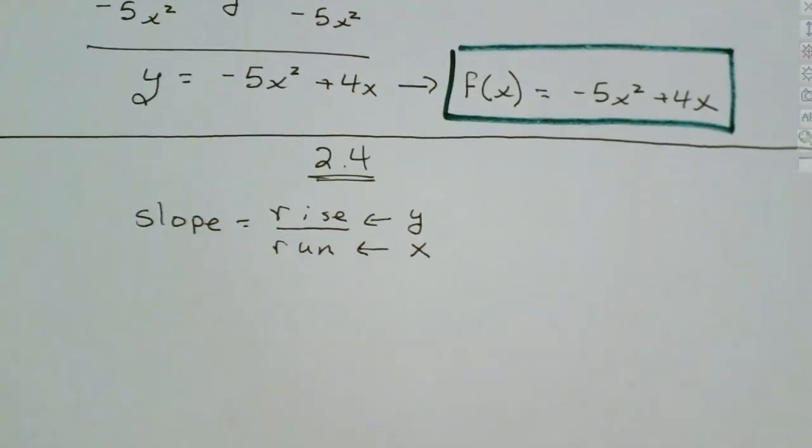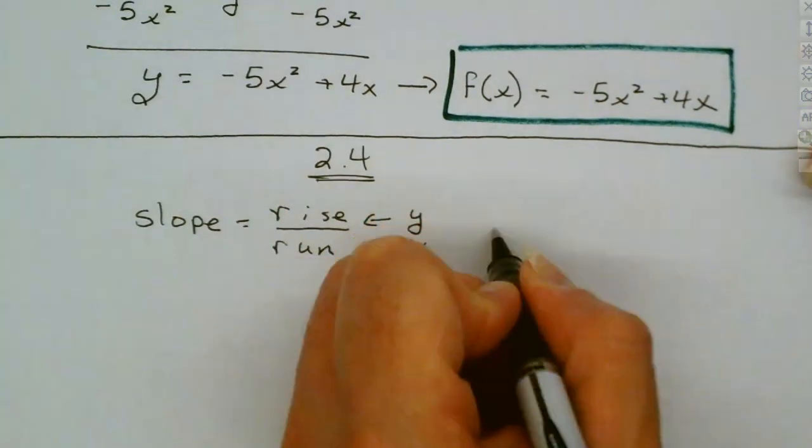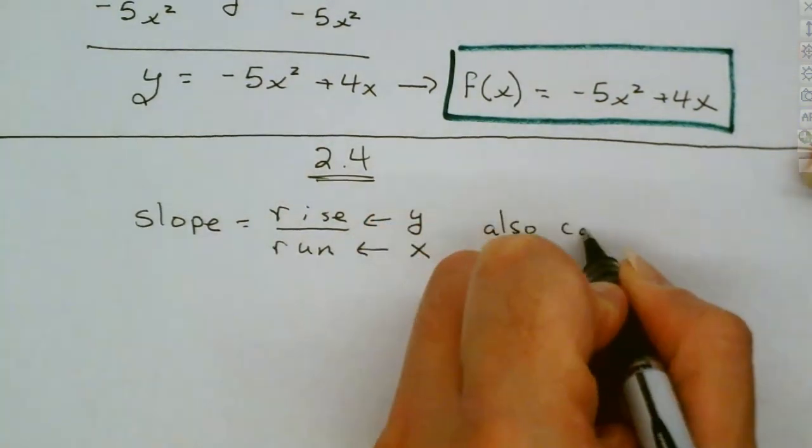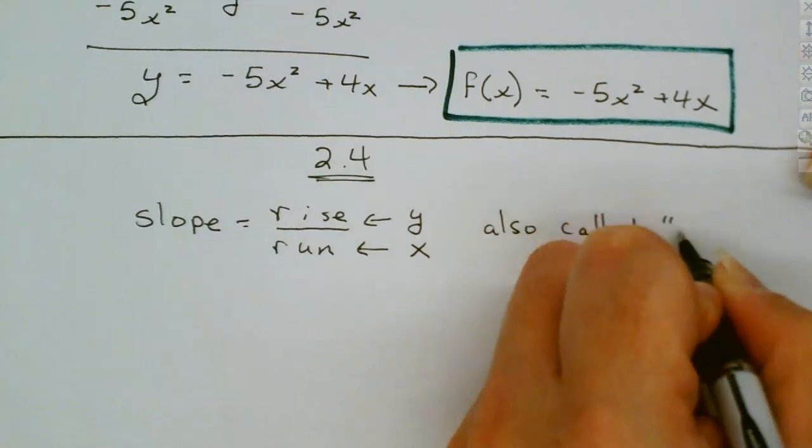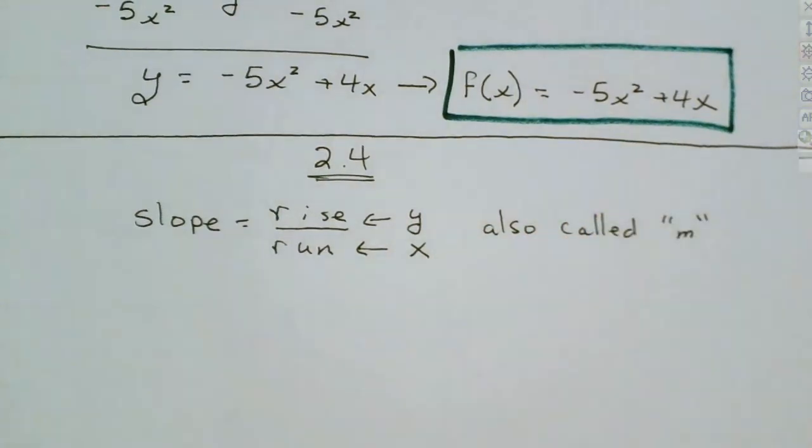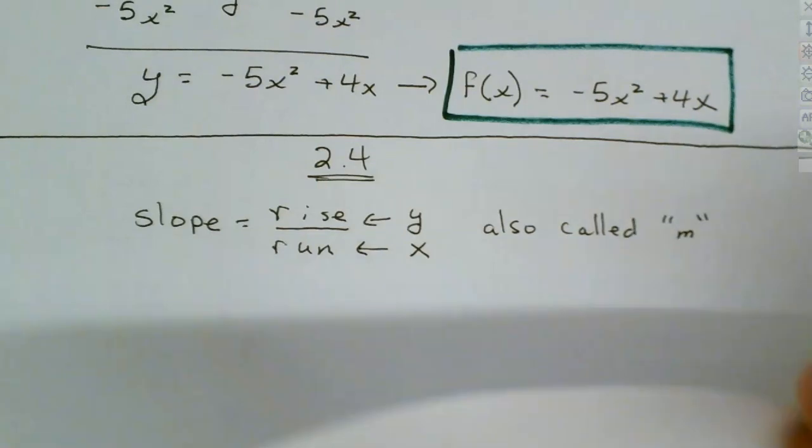You should be familiar with this. This is also called m. Okay, so if you see a lowercase m, that means the slope. And I'm sure you've seen that before. A little m, that means your slope. The slope is rise over run. Now there are 4 different slopes that you may encounter. So I'm going to draw you 4 different graphs, and we're going to talk about each one of these.